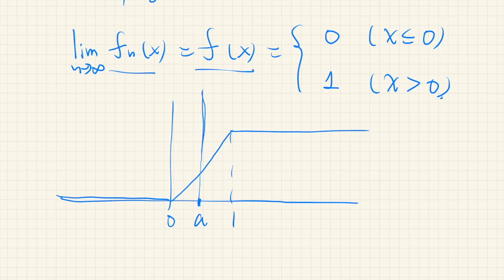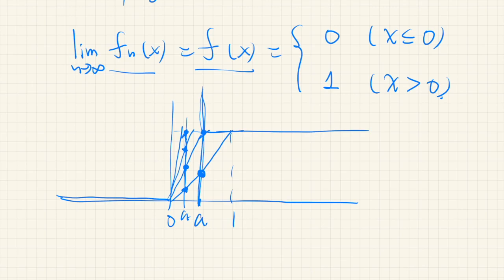Okay, so this is a. When n is equal to 1, the value is here. When n is equal to 2, the value becomes maybe 1. So if the value of a is somewhere here, then when n is equal to 1, that's this. And when n is equal to 2, that's this. When n is equal to 3, maybe here. And at some point, it becomes 1. It converges to 1.